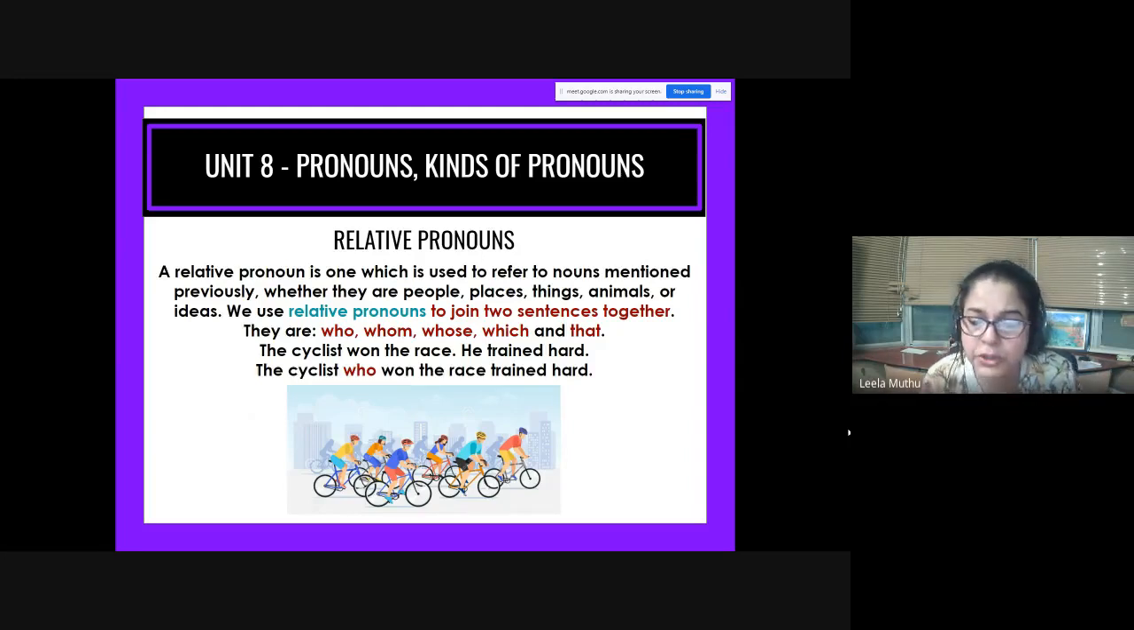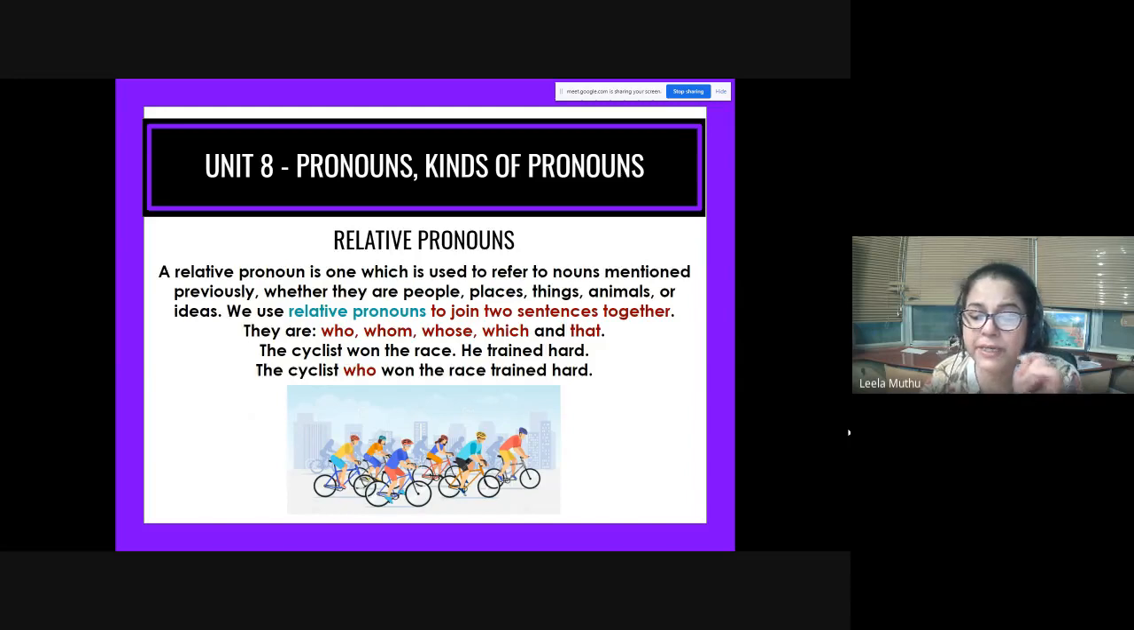So it's very clear what the relative pronouns are. They are who, whom, whose, which, and that. There are five relative pronouns. All right, now let's look at the pairs of sentences. Lots and lots of examples I've given you.